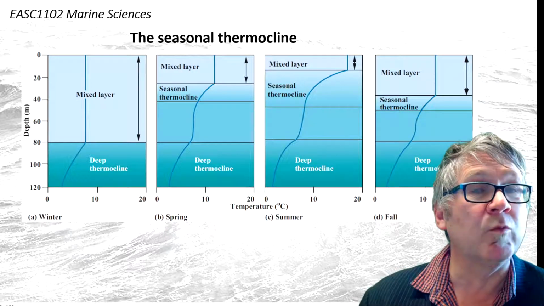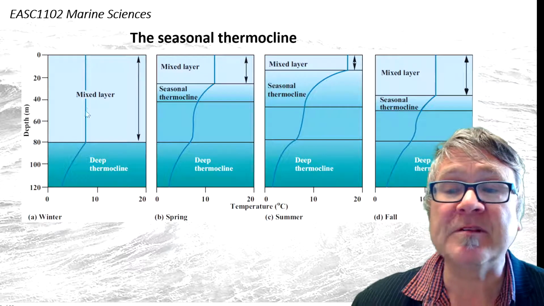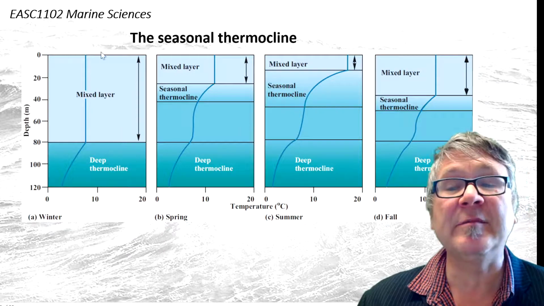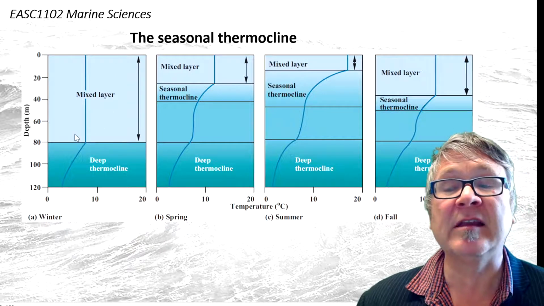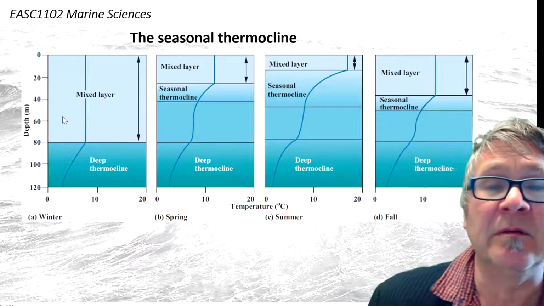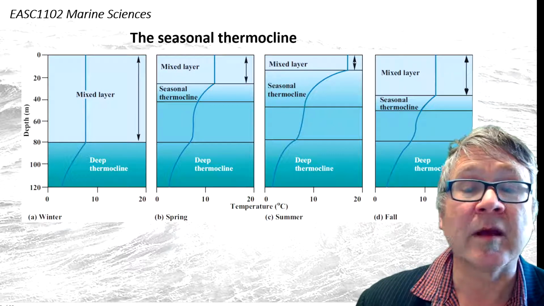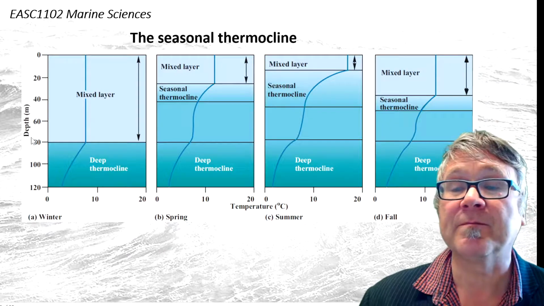Okay, so at the end of winter, you have generally the deepest mixed layer. In this example, it's 80 meters deep. It's a mixing that reaches a depth of 80 meters, but there are regions on Earth where you can even have depths of several kilometers. Very, very deep convection regions.